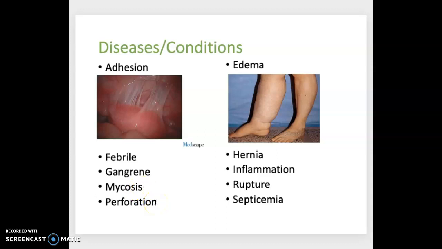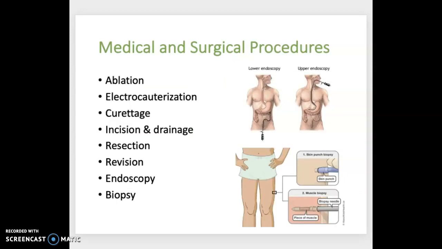Perforation is a hole that penetrates a structure. Rupture is the break or bursting of a tissue or organ. And septicemia is a bacterial infection that spreads to the blood. Next are some medical and surgical procedures. An ablation is the removal of a body part through a procedure. And that procedure could be just simply surgery or freezing.